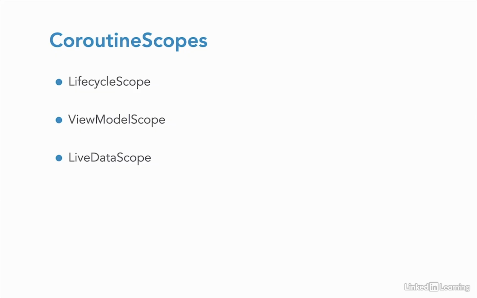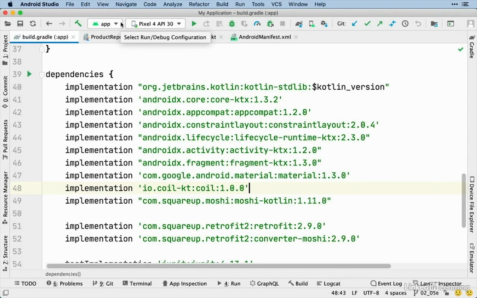Let's move over to Android Studio, where we'll use the LiveData coroutine scope to read our remote data with Retrofit. The AndroidX Lifecycle LiveData KTX library adds a coroutine scope to LiveData. This allows us to build the LiveData value from code that can be suspended. To use this library, however, we need to add it to our app's build.gradle file. We can do that here.